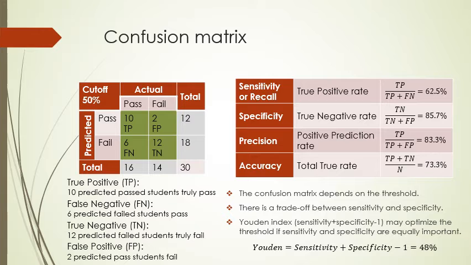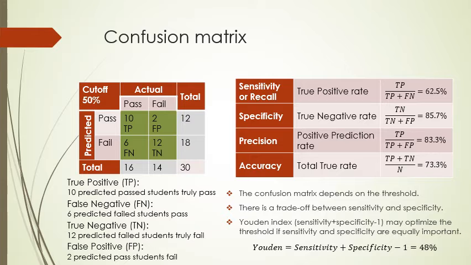2 students predicted to pass by the model actually failed the exam. They are the false positives, since they are predicted positive and the prediction is wrong. The table shows at the cutoff of 50%, the model predicts 12 students pass the exam and 18 students fail the exam, while actually 16 students pass the exam and 14 students fail the exam.